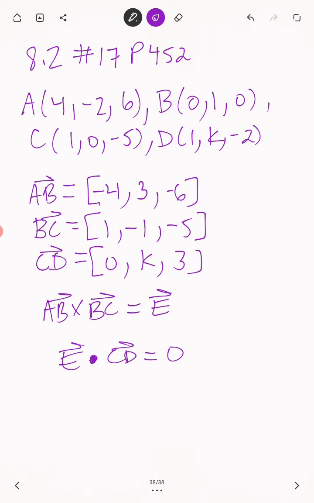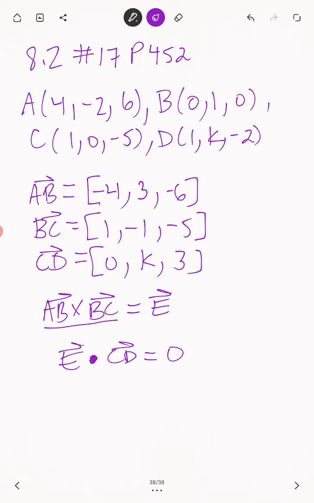Now, how does that help me? Well, that helps me a lot because the vector that I will get when I do the cross product of AB and BC will be all numbers. I'll know all the components of that vector. And then when I dot it with CD, I'll have only one unknown, k, and I'll have an equation that equals 0, so I'll be able to solve for k. So I hope you understood that, but you're going to see how it works now as I do it.